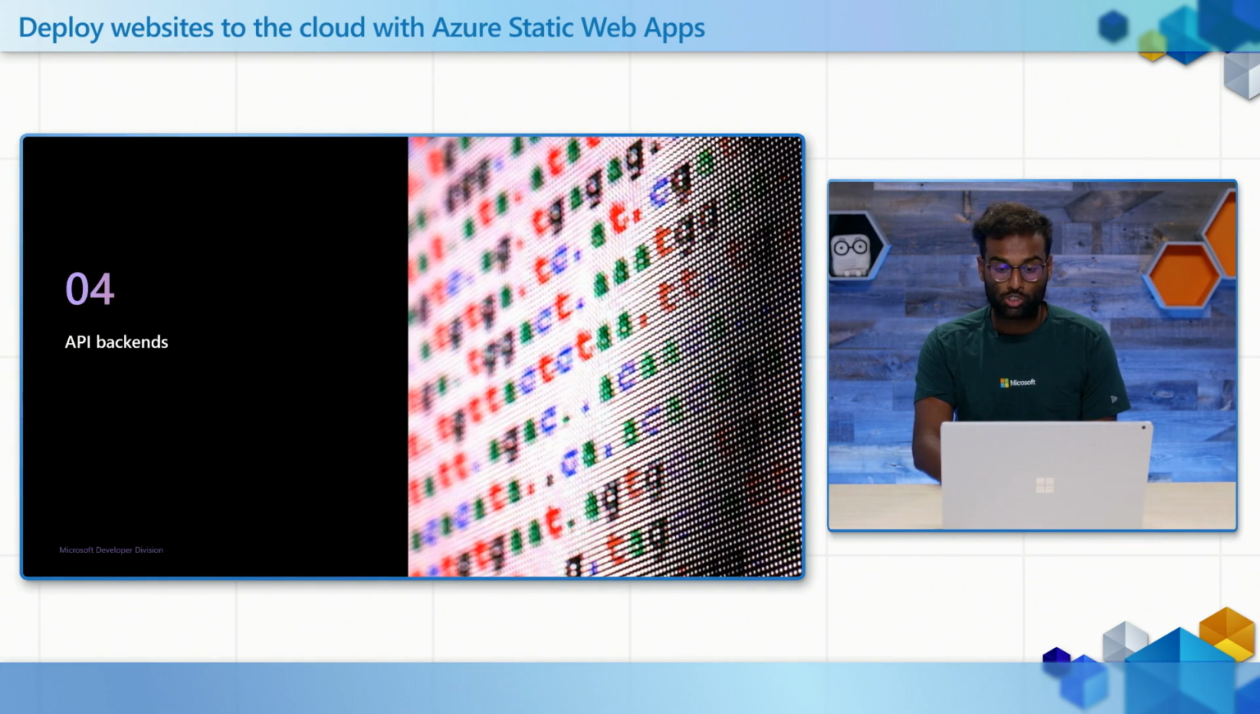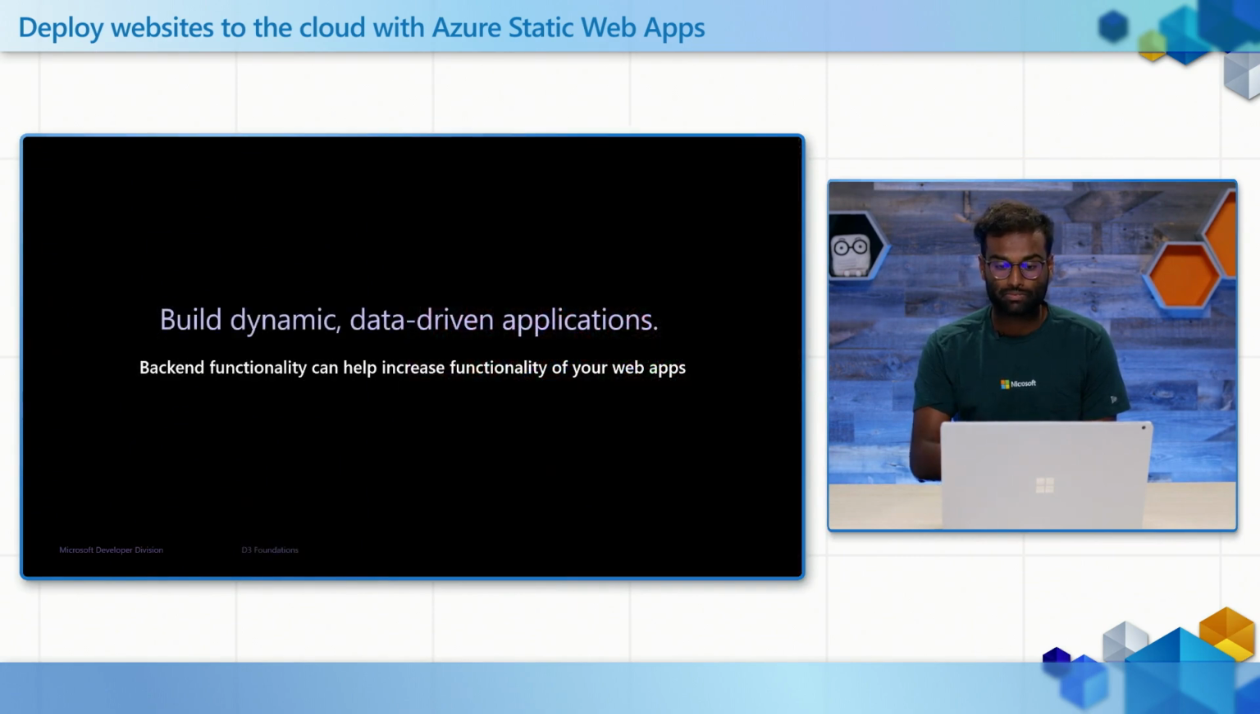APIs are crucial for extending functionality of your web application. And in this episode, we'll explore various use cases and compute options to create a robust backend, as well as going through setting up one of those backends. API backends allow you to build dynamic, data-driven applications and can handle various tasks like data processing, interacting with databases, and integrating with other third-party services.